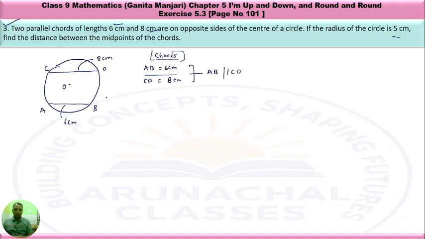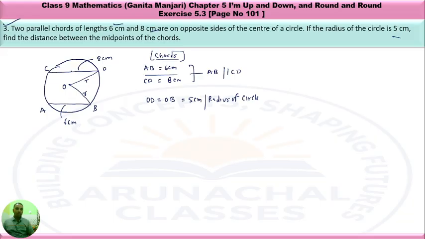Then they are saying that the radius of the circle is 5 centimeter, so just draw the circle, join OD, join OB. This is the radius of the circle. So OD is equal to OB, which is given as 5 centimeter, and it is the radius of the circle. Now find the distance between the midpoints of the chords.